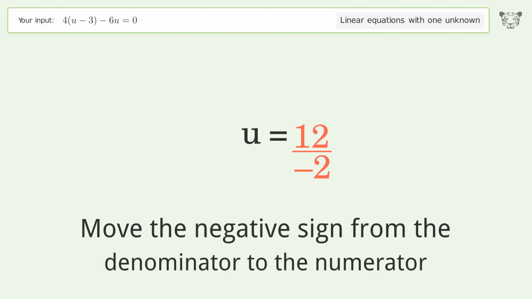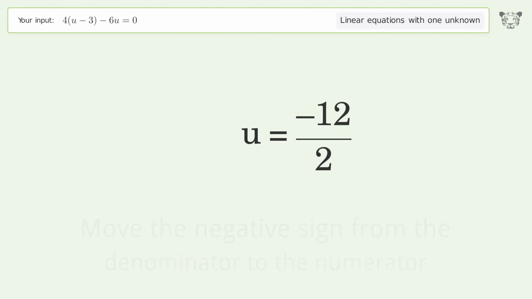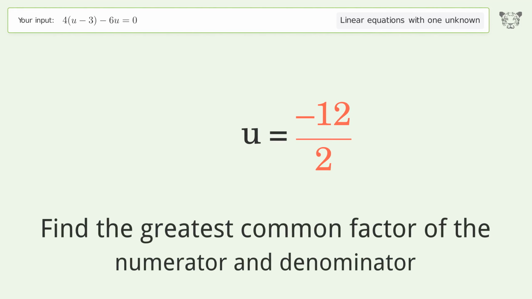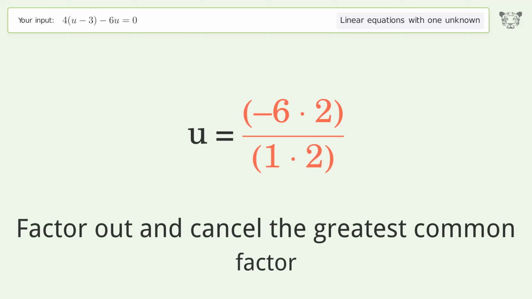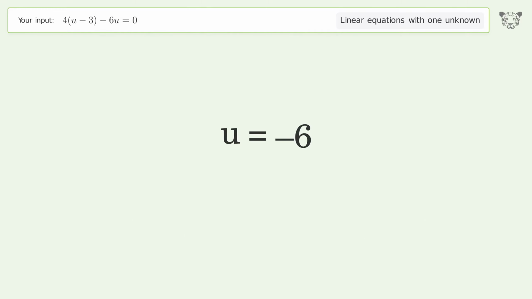Move the negative sign from the denominator to the numerator. Find the greatest common factor of the numerator and denominator. Factor out and cancel the greatest common factor. And so the final result is u equals -6.